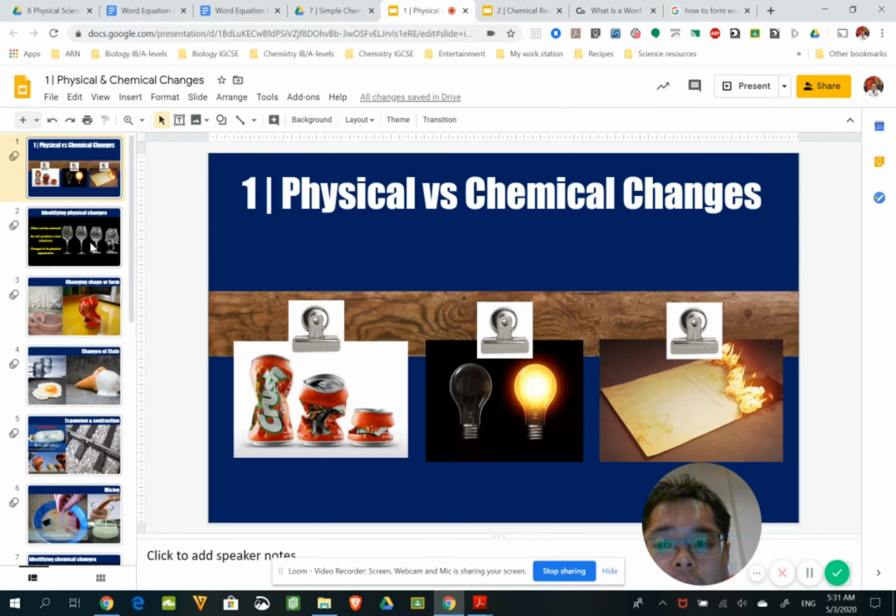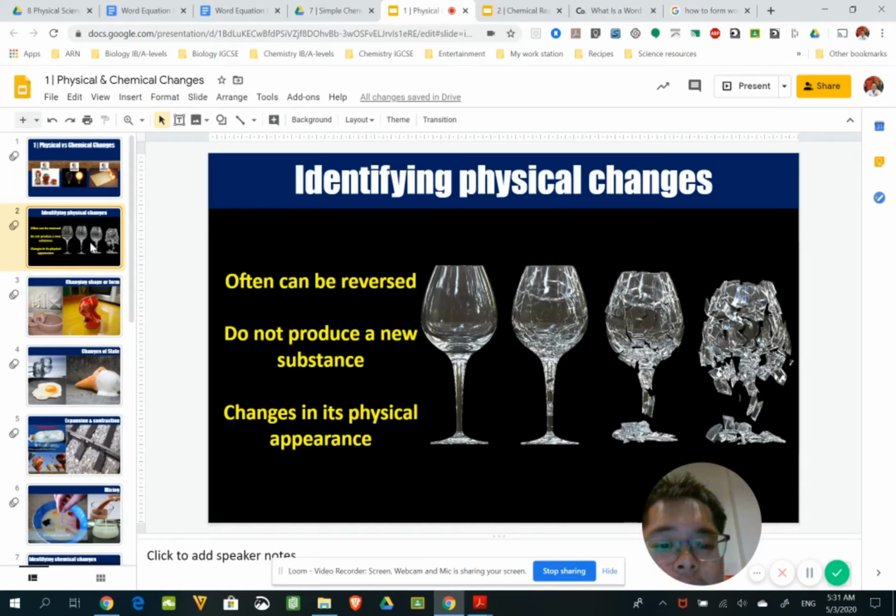So how do we identify physical changes? If we look at this glass being shattered, you will notice that the glass is still the same substance. The only difference is that the form changes from a beautiful pure glass to something shattered into pieces. But this process of physical change is often reversible because it does not produce a new substance and only changes the physical appearance. As long as it is not changing to a new substance, that is the key pointer of any physical change.